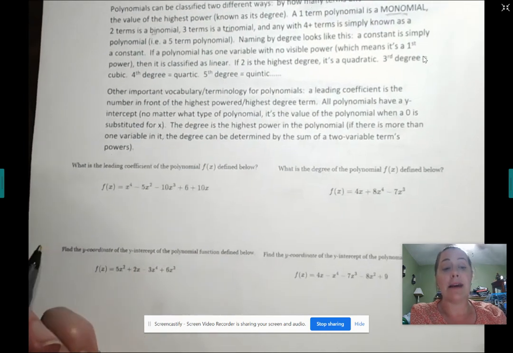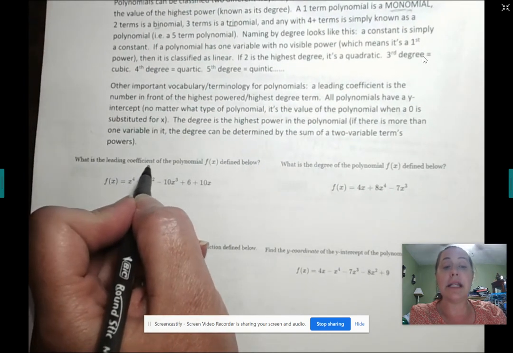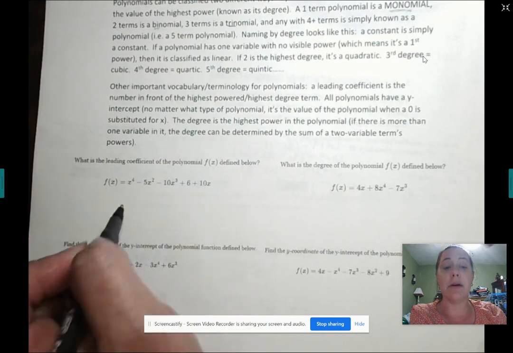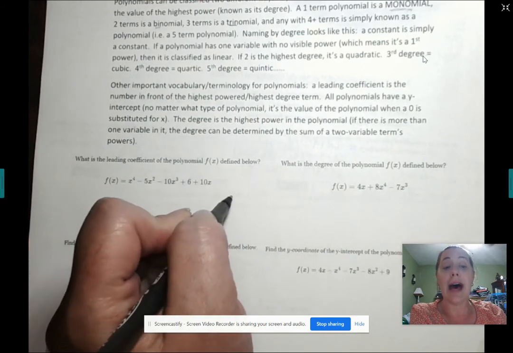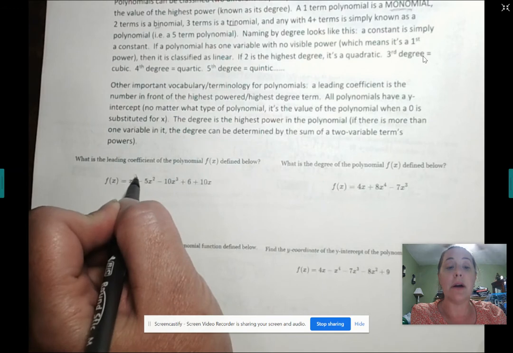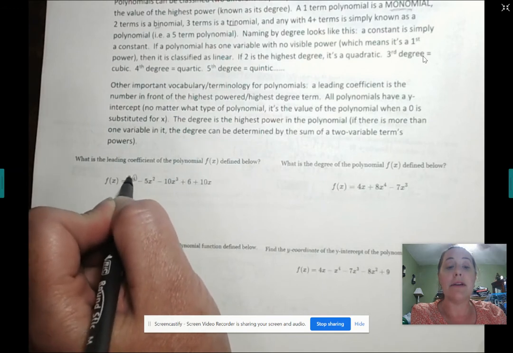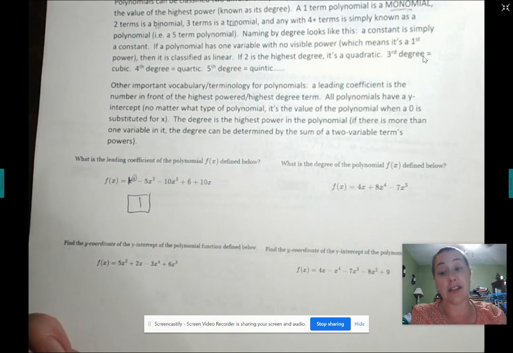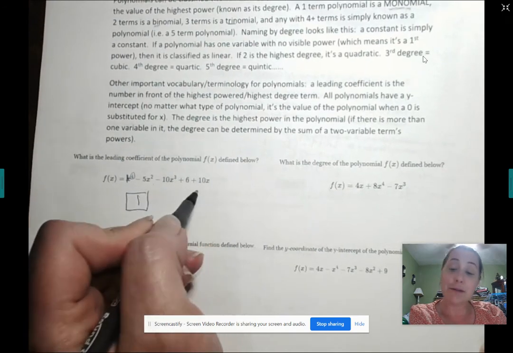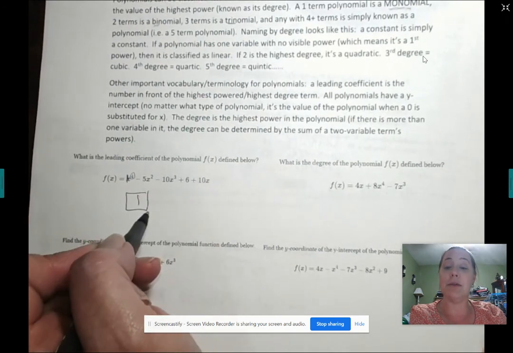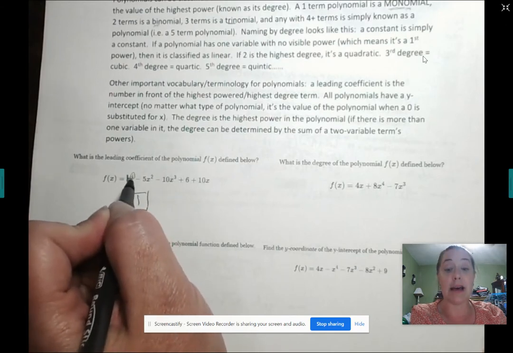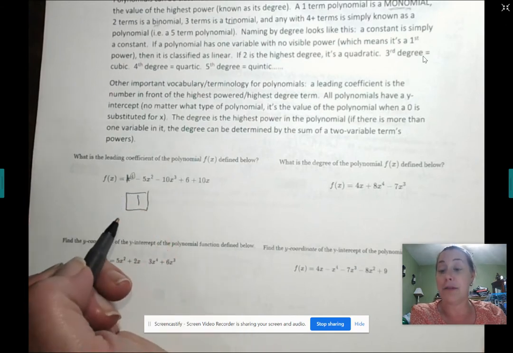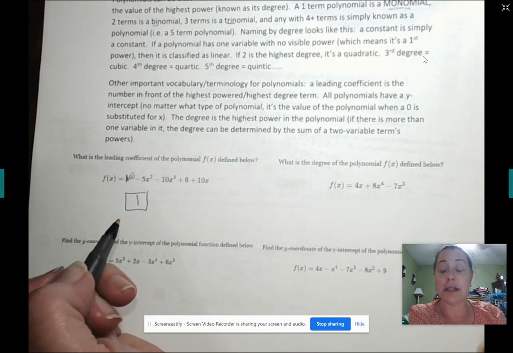So we're going to practice some of that vocabulary. This says, what is the leading coefficient of this polynomial right here? So look for the highest power. It is a 4. What is that term's coefficient? It's a 1. And so that is your answer. That is the leading coefficient. It's just that easy. It's not always written first. If this had been all scrambled, we still would have looked for the highest power, which was that 4, and looked at the number in front of that, and that is called the leading coefficient.